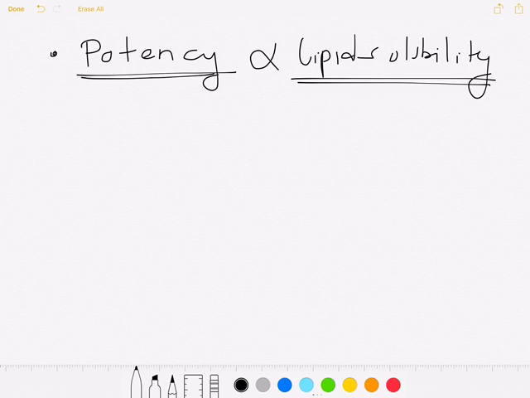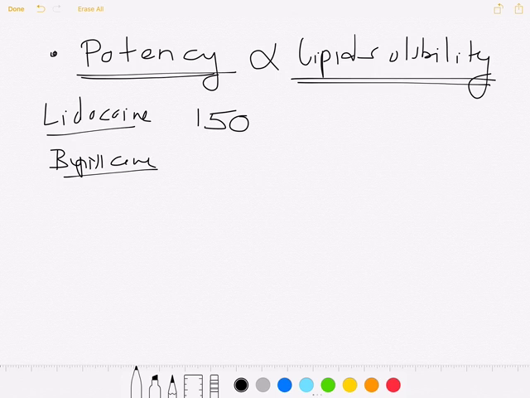Let me give you some examples about the lipid solubility of the local anesthetics. If we call the lipid solubility of lidocaine 150, just on some scale, that of bupivacaine would be 1000. So bupivacaine's lipid solubility on the same scale would be 1000. So it is about what? 7-8 times more lipid soluble than lidocaine, right?